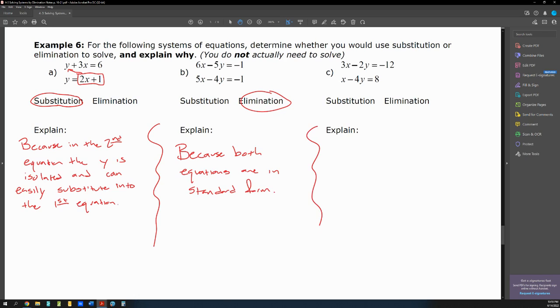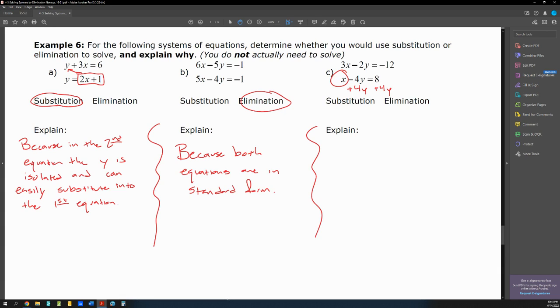Okay. And last but not least, letter C. I noticed that yes, both of these equations are in standard form, so we could use the elimination method, but I also noticed that the coefficient of x in the second equation is 1. So this is one step away from being an x equals equation. So this could very possibly be a pretty easy substitution problem. So I would say either of the methods are acceptable.